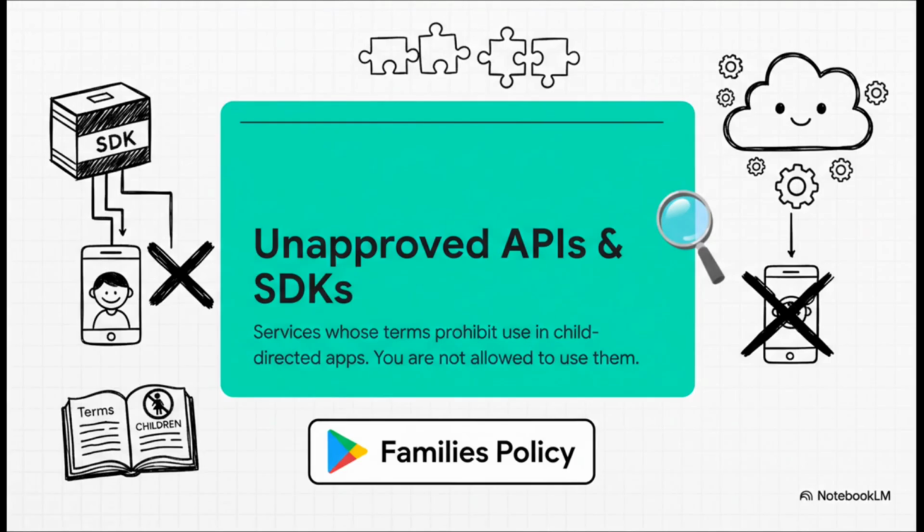Now think of your app as a house that you're building. You're responsible for everything inside of it, even the stuff you bought from somewhere else. If you use a third-party tool, say for analytics or for logging in, you have to check their terms of service. If their own rules say it's not for use with kids, then you can't have it in your app.